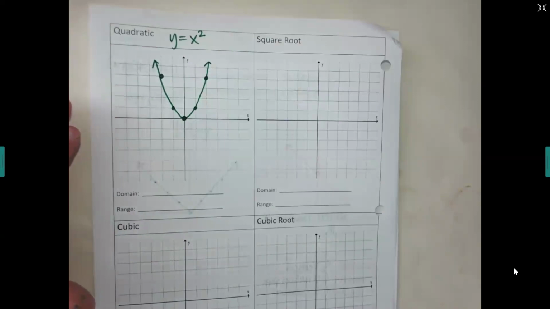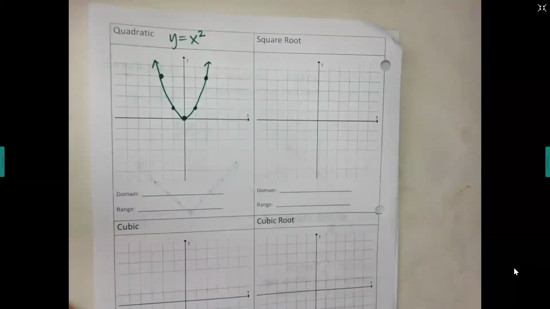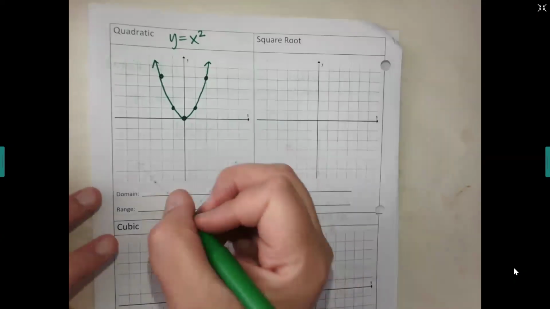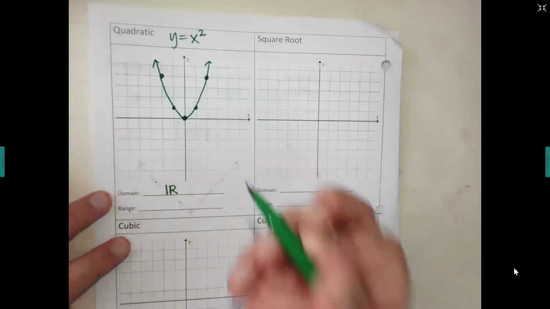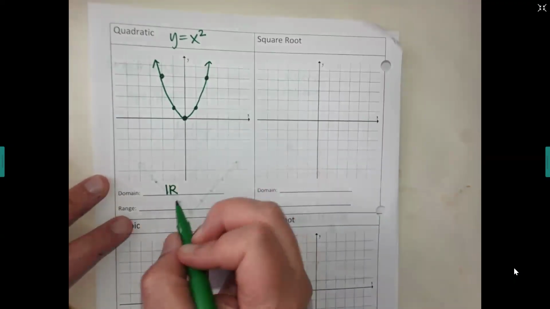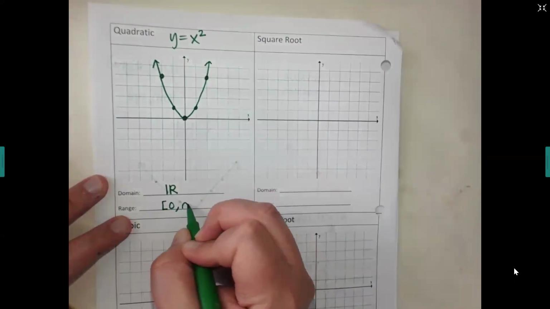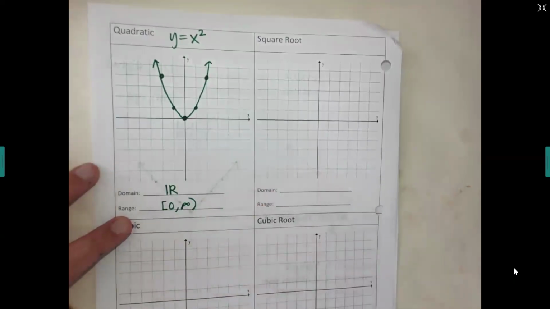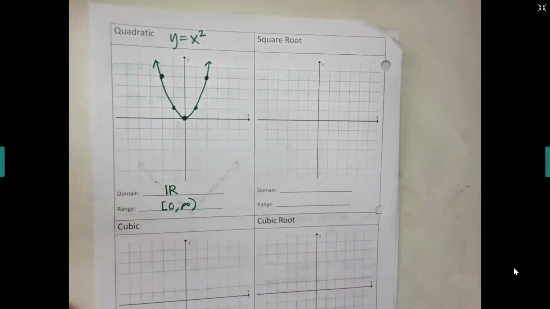Okay, for my domain, how far does the U reach to the left? Infinity. How far does it reach to the right? Infinity. Then I'll put all real numbers. How low, though, does my U go? Only to 0. Very good. So I'll put 0 to infinity. Where 0 is where it bottoms out, but then infinity because it goes up forever on both sides.